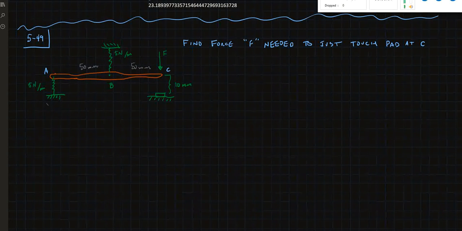Okay, I want to find the force needed to just touch the pad at C, and this distance is 10 millimeters. Our spring constant is 5 newtons per meter. Let's do it this way. If I draw a free body diagram here, then I definitely have a force in this direction pushing down. I'm going to guess my A force pushes up and my B force pushes up. I'll just call this A and B.